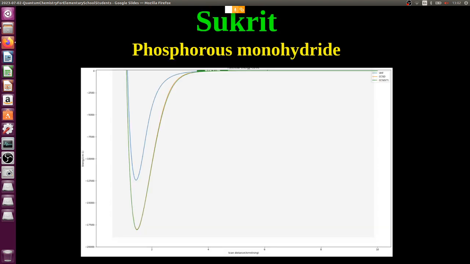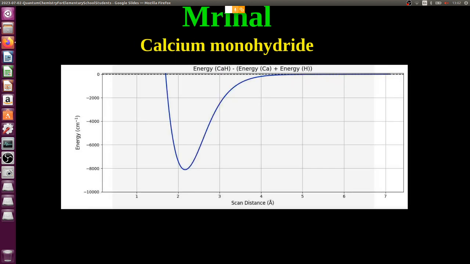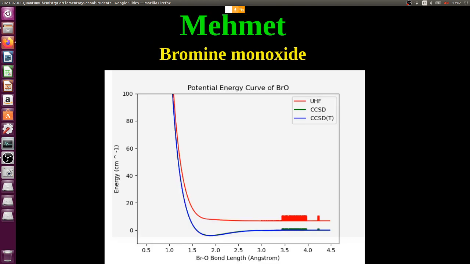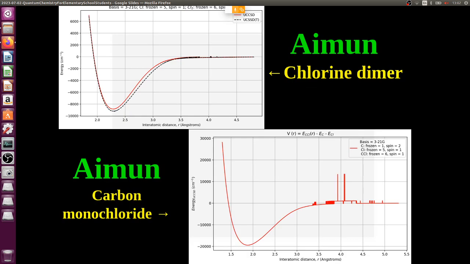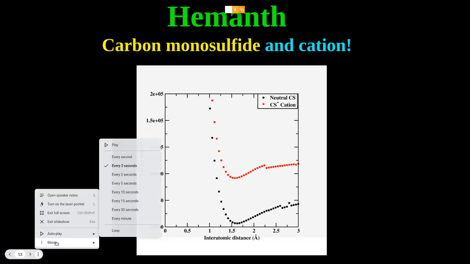Sukrit did phosphorus monohydride. Everyone did a really excellent job on this task. Dulain did arsenic monohydride. Mrinal did calcium monohydride. Mia did phosphorus monofluoride. Mehmet did bromine monoxide. Aimun did 2 molecules: chlorine dimer and carbon monochloride. And Hemant actually did carbon monosulfide plus also the cation.